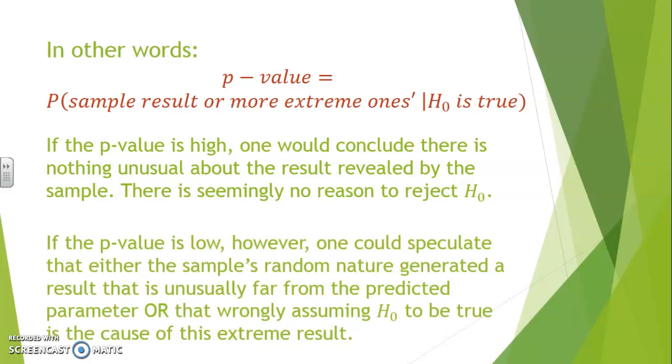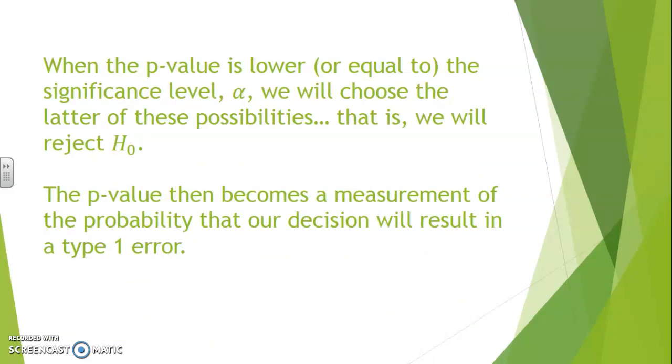If the p-value is low, however, one could speculate that either the sample's random nature generated a result that is unusually far from what we had predicted, or that we simply wrongly assumed H0 to be true is the case or is the cause of this extreme result. When the p-value is lower or equal to the significance level, we will choose the latter of these possibilities. That is, we will reject H0. The p-value then becomes a measurement of the probability that our decision will result in a type 1 error.